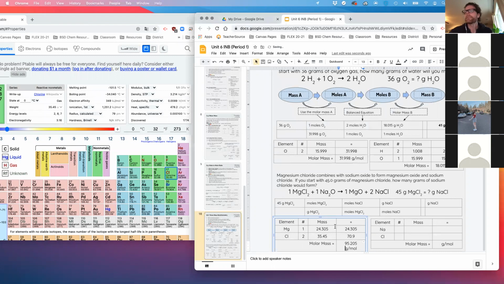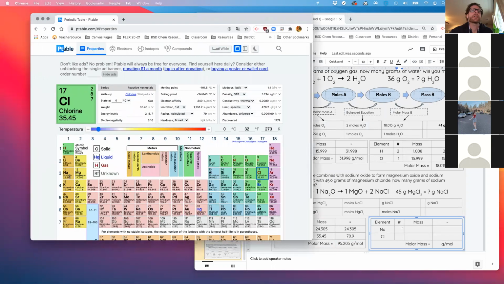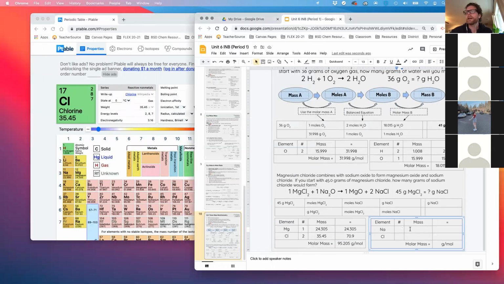95.205. Okay, cool. And I'm going to do the same thing for NaCl. I look over here, Na is 22.99. So 1 times that is 22.990. My Cl, I know, is 1 times, and it's the same as over here, 35.45, right? And so then I'm going to add these together.